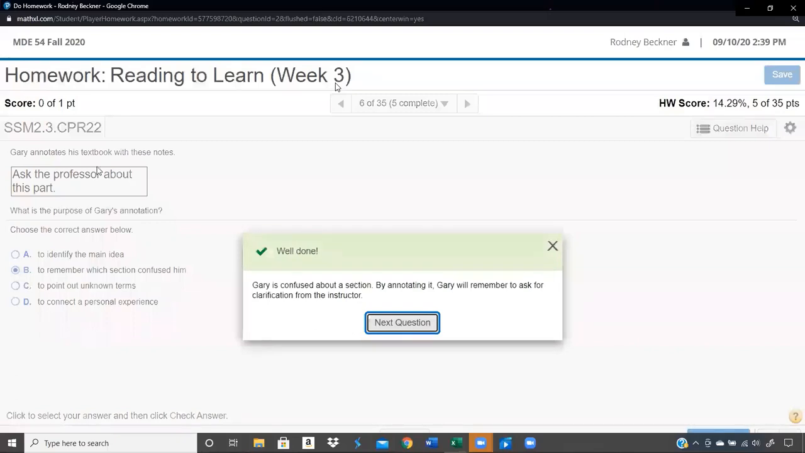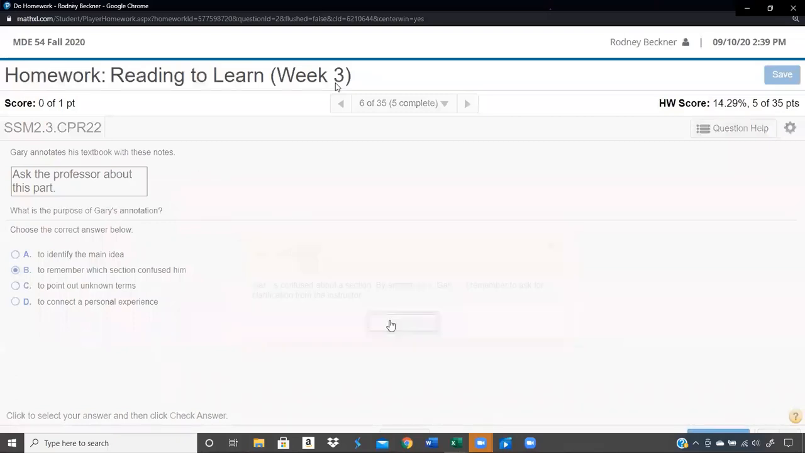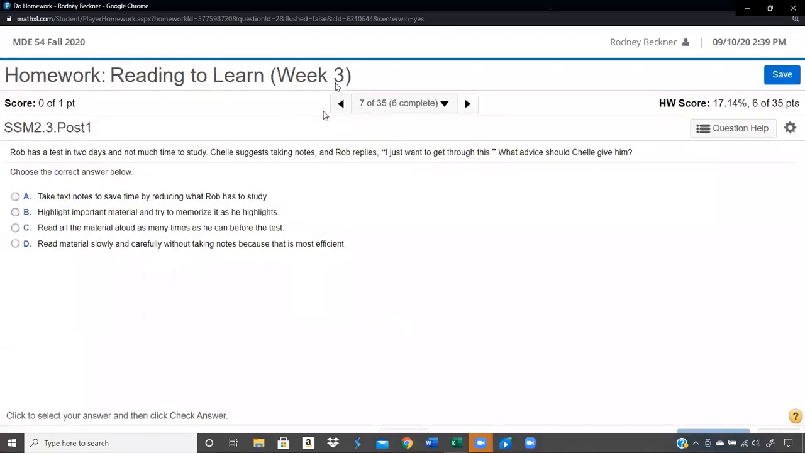Yes, he's confused about a section. Ask about this section. It seemed a little clearer, but I still thought that C might be one that some people think.